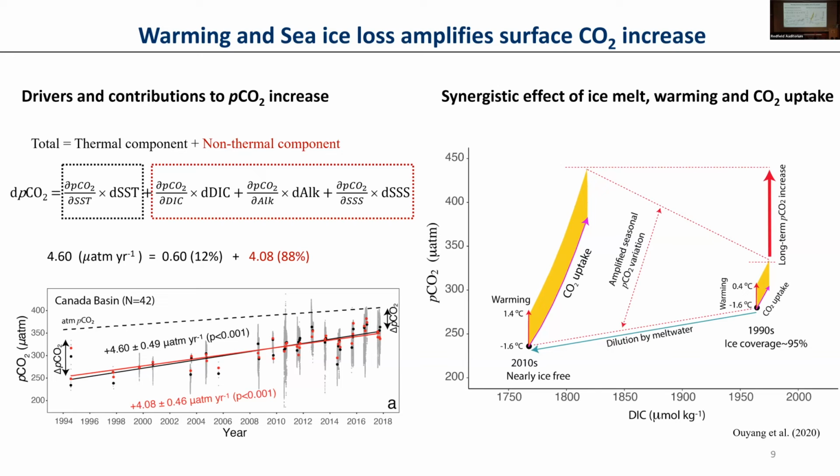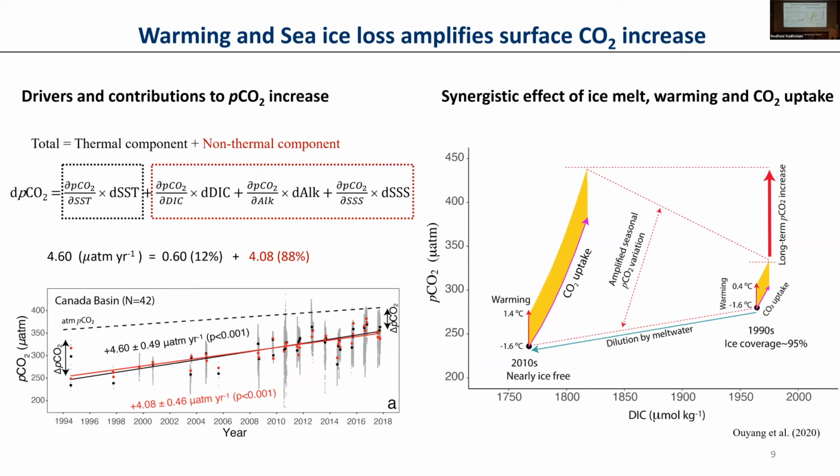So we propose a mechanism to explain what we observed. We call it a synergistic effect of 3 processes: ice melting, warming, and CO2 uptake. In the early 1990s, most of the Canada Basin was covered by ice, so the gas exchange was very limited, and the warming of the surface water was also weak. In recent years, a larger area has become ice-free. It allows more CO2 to be taken up from the atmosphere.